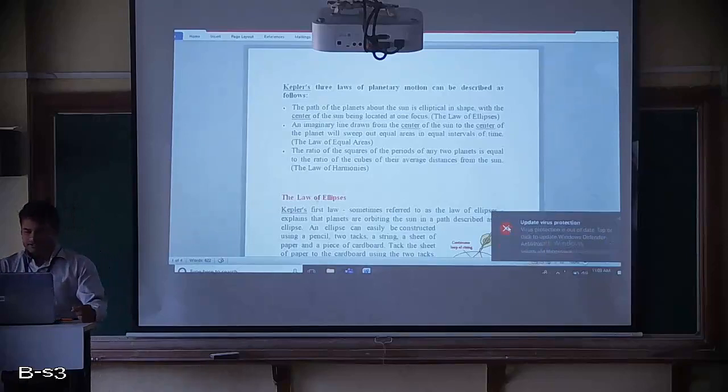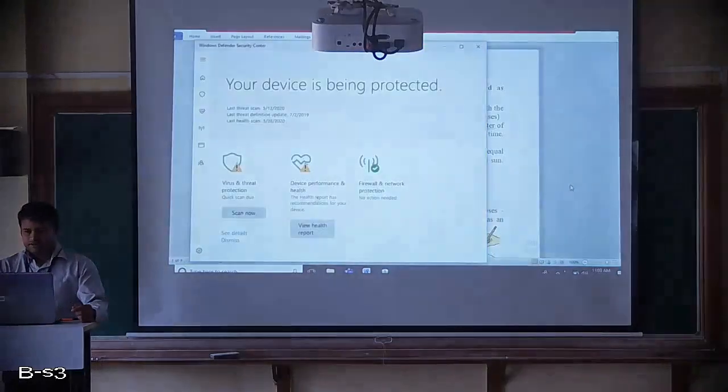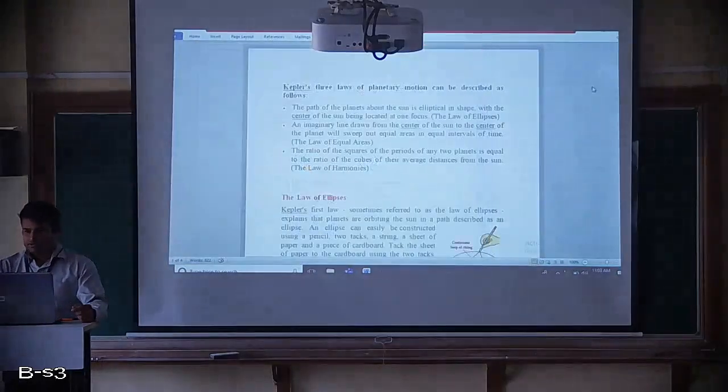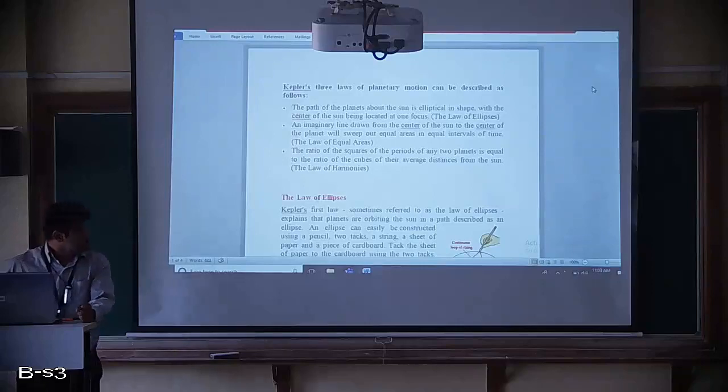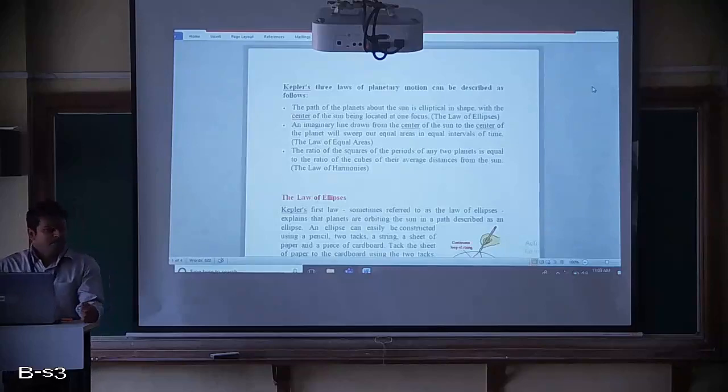Yesterday, in yesterday's class, we discussed applications of satellites. We have seen different applications and how they can be used. Fine, so that we have seen.